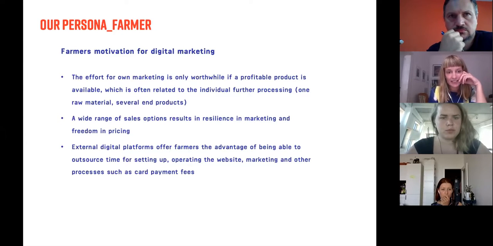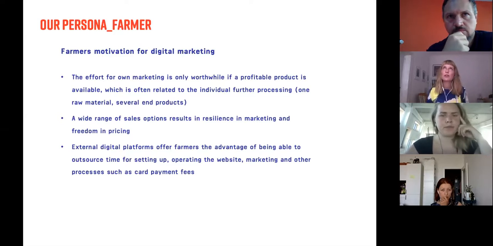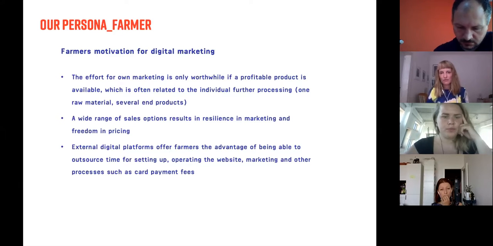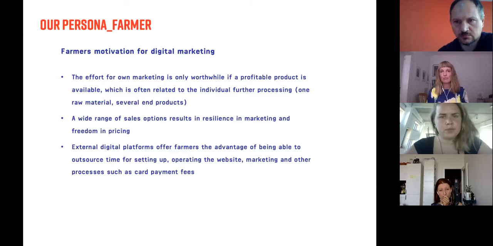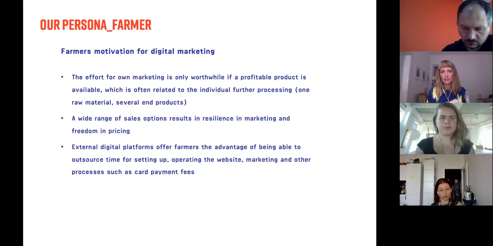Then another point is that we talked to several farmers who did their own online marketing. They set up their own online shop and have their blog, and they said that often the motivation for farmers is to use an external digital platform, because they don't really want to spend so much time setting it up and going into this digital world, or even paying for something like card payment in the online shop. So this is a big motivation to use something external.